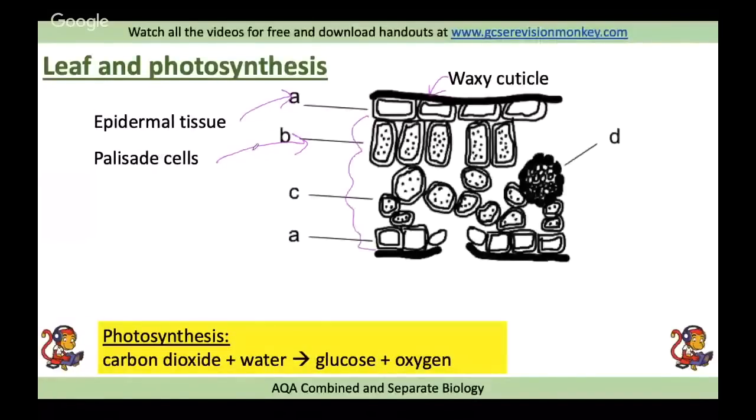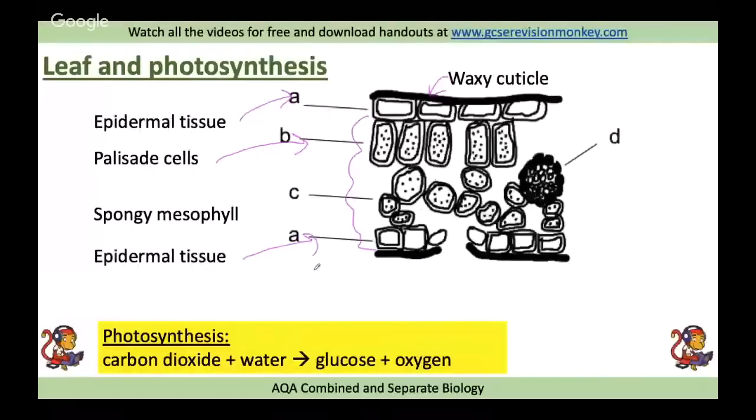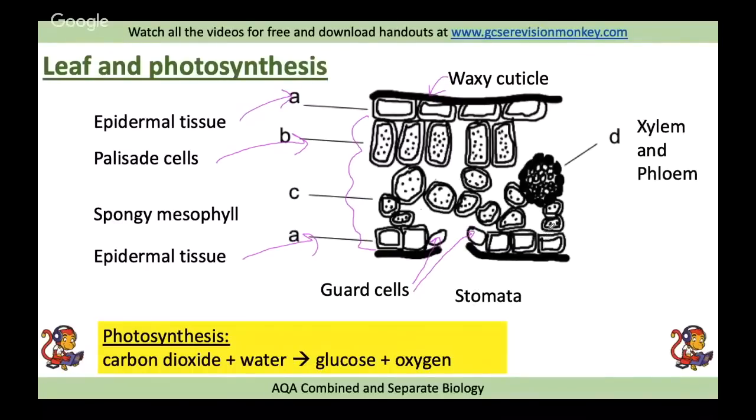It's separated by the palisade mesophyll at the top. Specialized cells full of chloroplasts for photosynthesis. Spongy mesophyll at the bottom. Gaps in between to allow carbon dioxide to diffuse up to the palisade cells. And again, covering epidermal tissue at the bottom. You've got guard cells, which are here and here. These control the opening and closing of the stomata. You might just see the word stoma or stomata, stoma being one, stomata being many. And the final vessels, xylem and phloem.